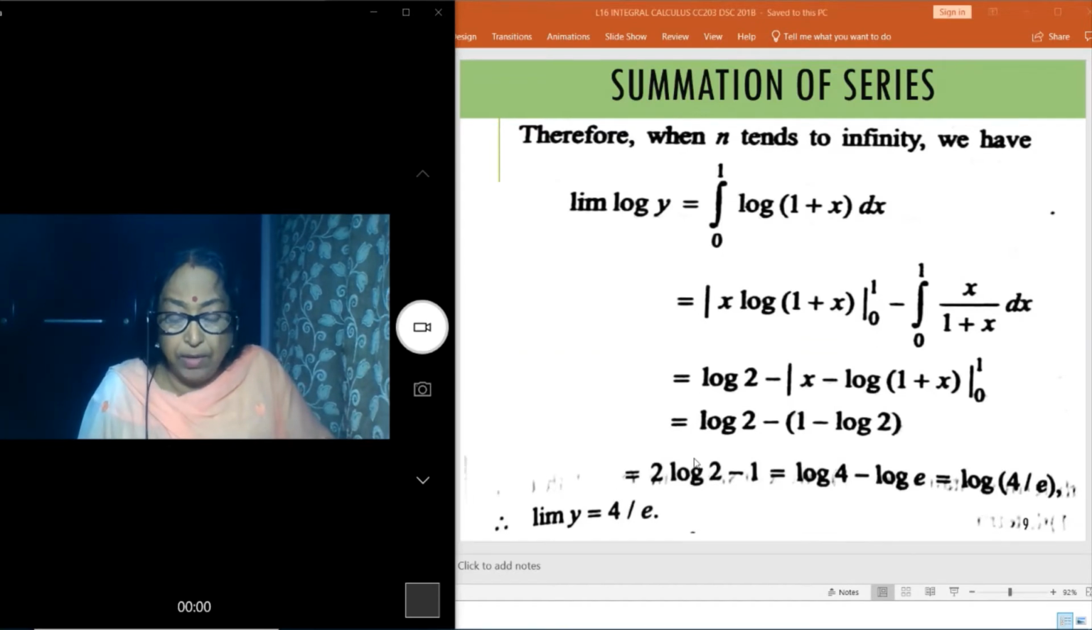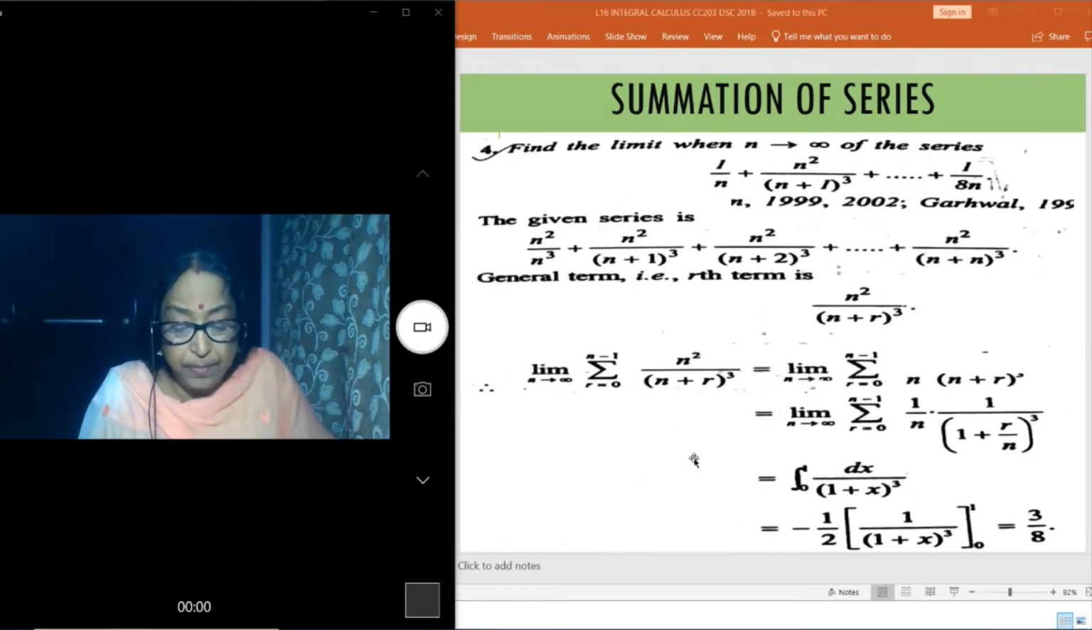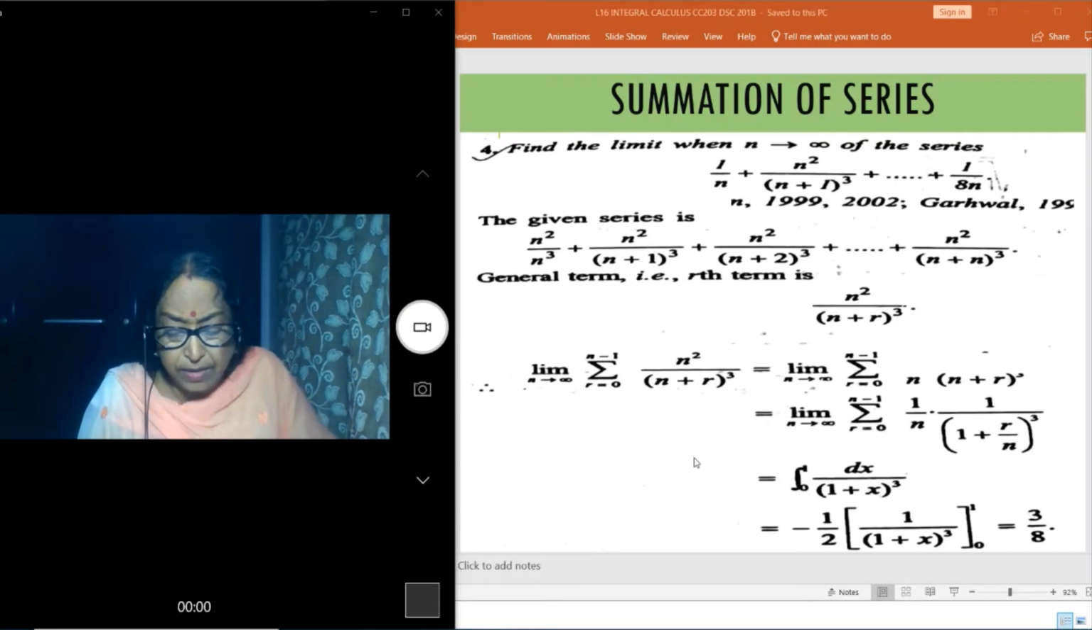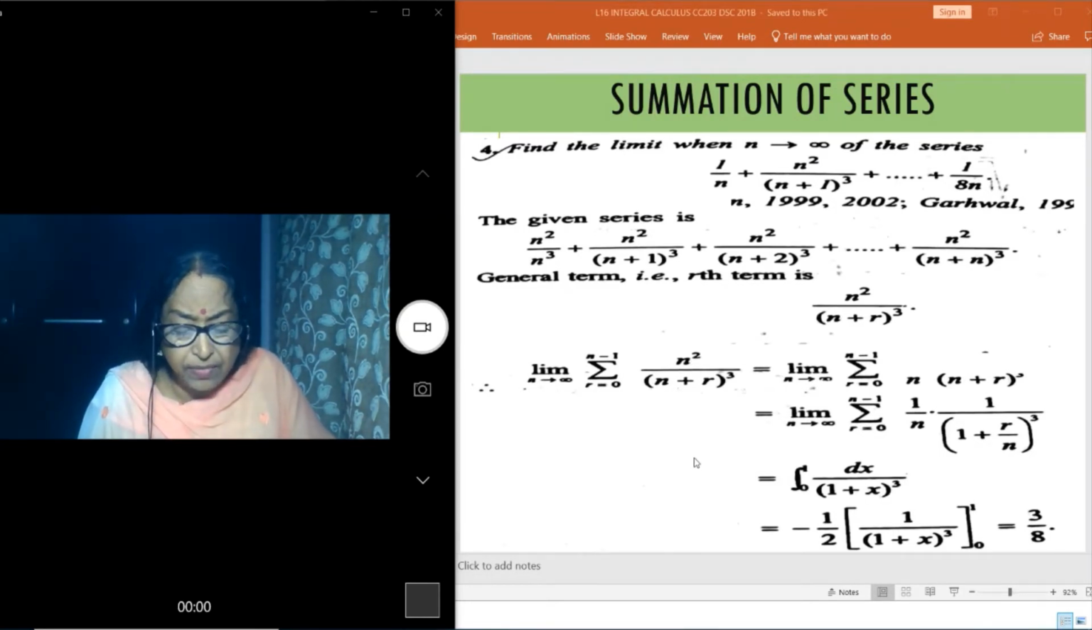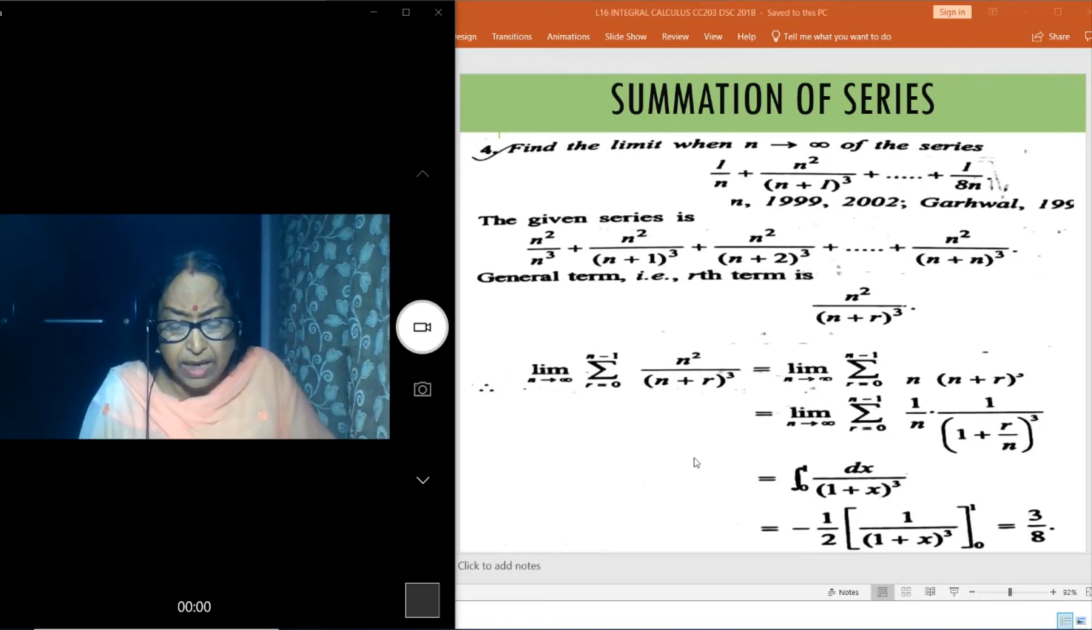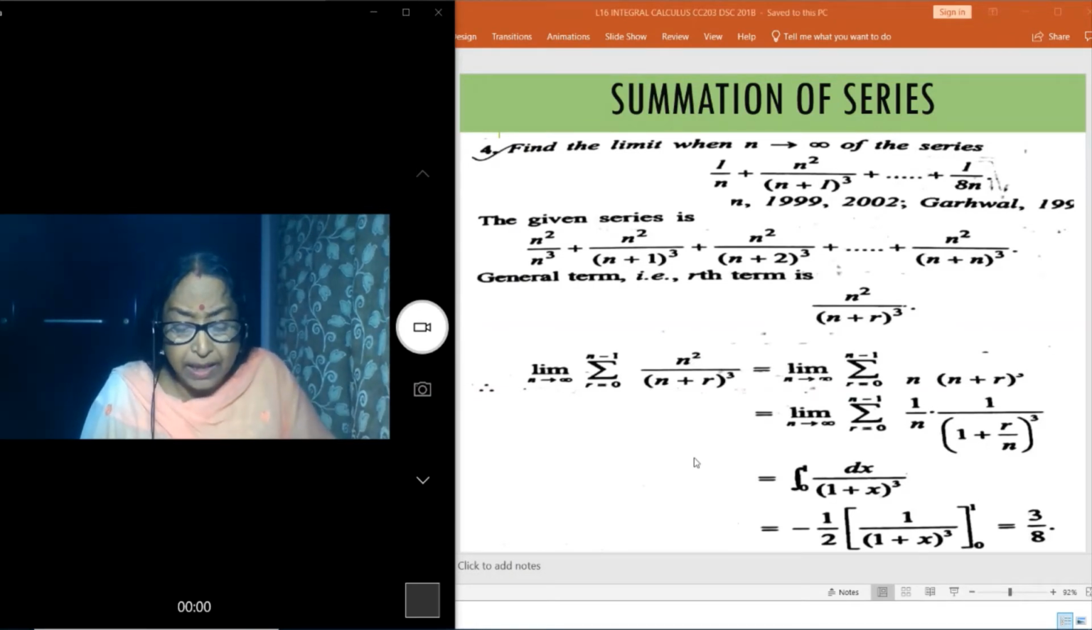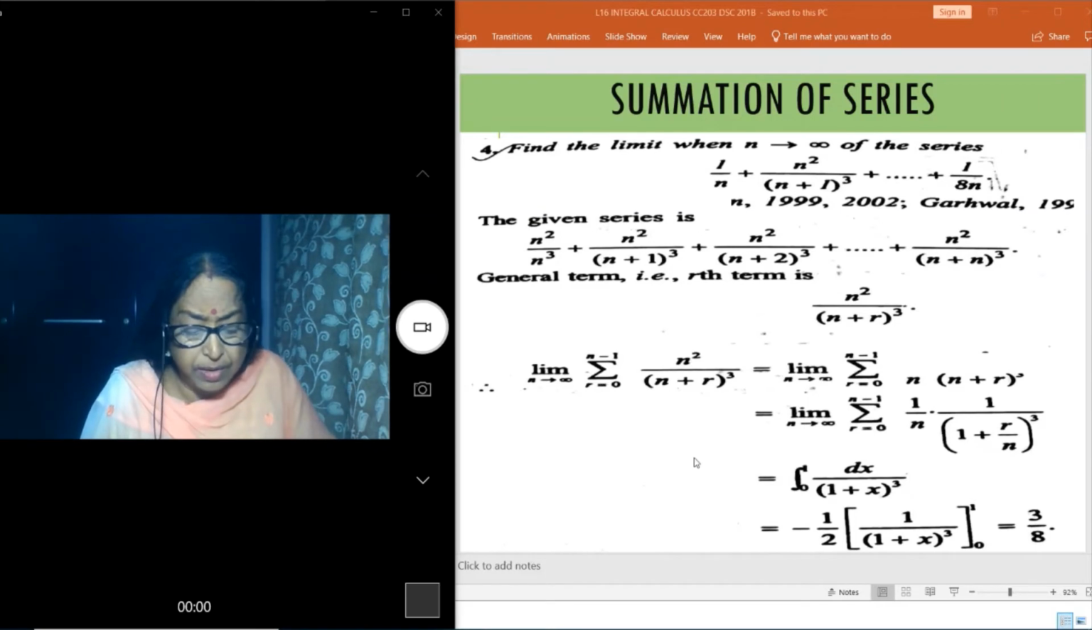Next, problem 4 is given. Find the limit as n tends to infinity. The given series is given here. 1 by n can be written as n square by n cube. If we multiply it by n square, then the second one, as it is given, is n square by (n plus 1) whole square, and so on, and the last one can be written as n square by (n square plus n) the whole cube.